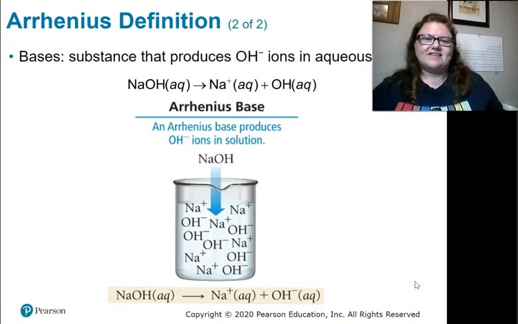All right, so the Arrhenius definition of bases is something that produces OH- ions when it's in an aqueous solution. So we've got some sodium hydroxide. We're going to dump it in this beaker of water, and we see that it just splits into those two ions, sodium ions and hydroxide ions, in the solution.